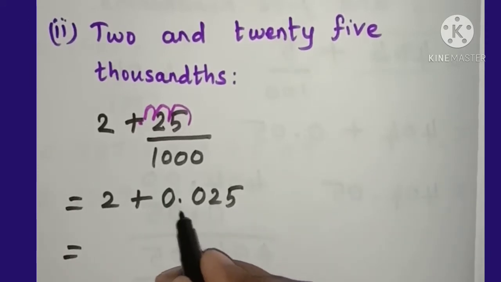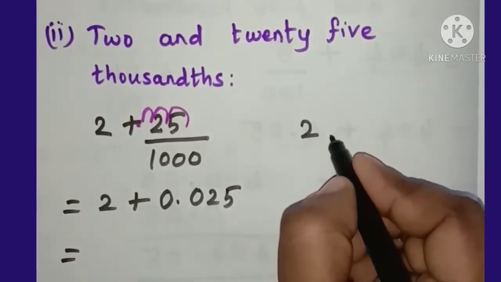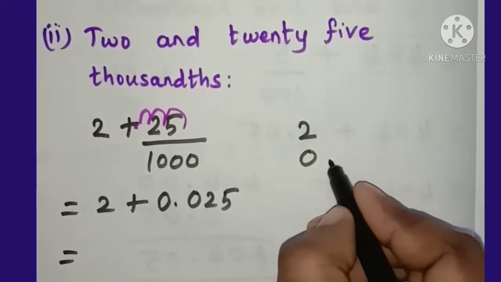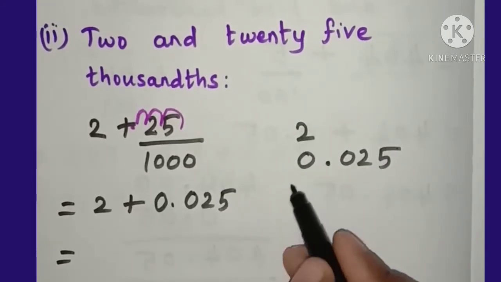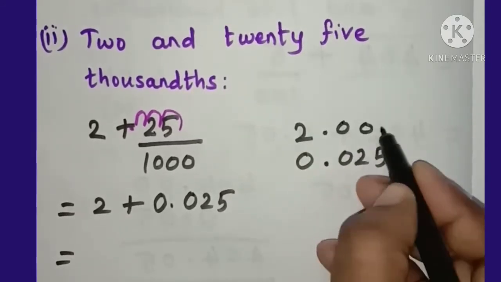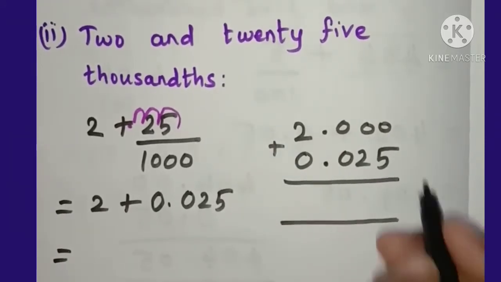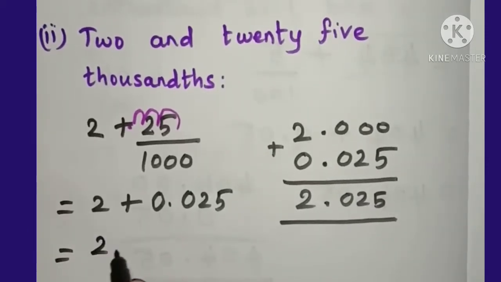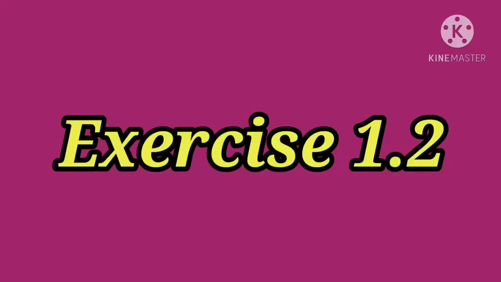So 2 plus 0.025. So that is 2, which is a whole number, and the second one has 0 in the whole part, 0.025. So the first number is 2 and the second number is 0.025. And here for our convenience, write down 000. So now adding this, we get 2.025 in decimal form.